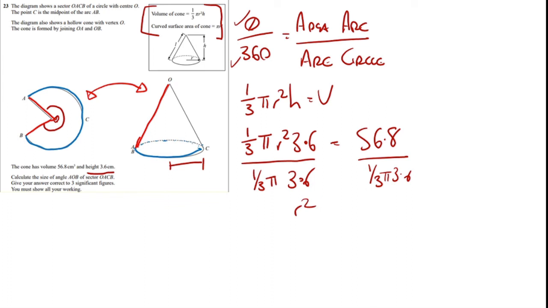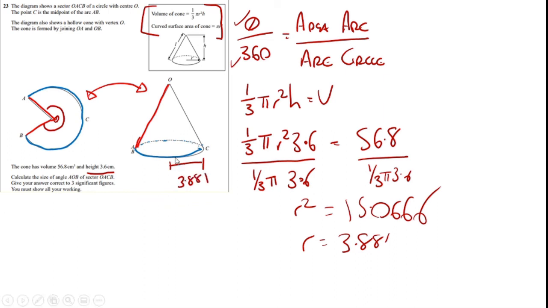That's 56.8 divided by a third, times by pi, times by 3.6. And I've got my radius squared to be 15.0666. So I'm going to square root that. So my radius is going to be 3.881. So I'm just going to put 3.881.